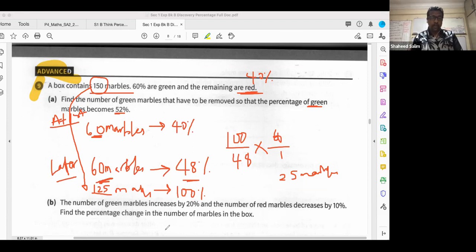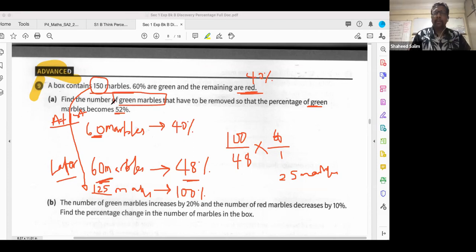But we don't do the next one. We just do this one first. Let me see now. Anyone? No one. They didn't ask you for percentage removed. They say find the number of green marbles removed. So again, I run through again first.